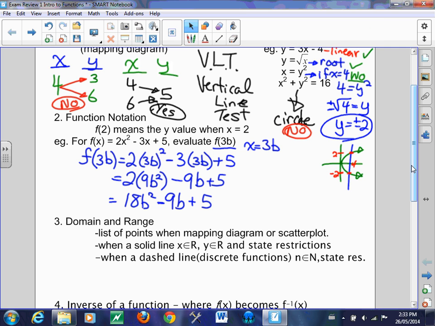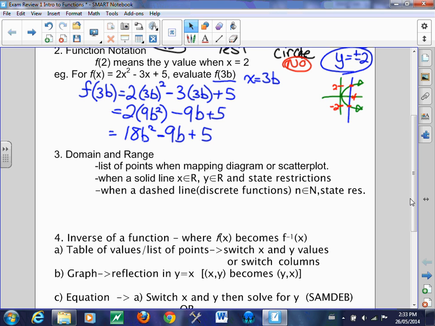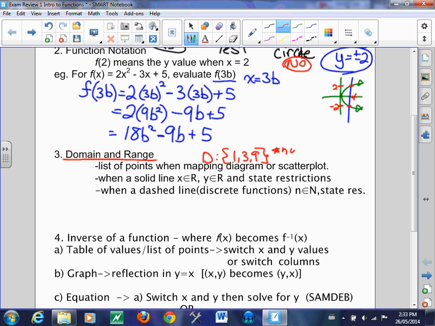All right. Domain and range, that's another important topic, and it continues to come up in most units with the functions, different units of functions we've done. List of points, when a mapping diagram or a scatter plot. So just remember, you're going to have something like domain is such that 1, 3, 5. Just remember, guys, when you're listing those points, that you put it in numerical order and you don't include repeats.